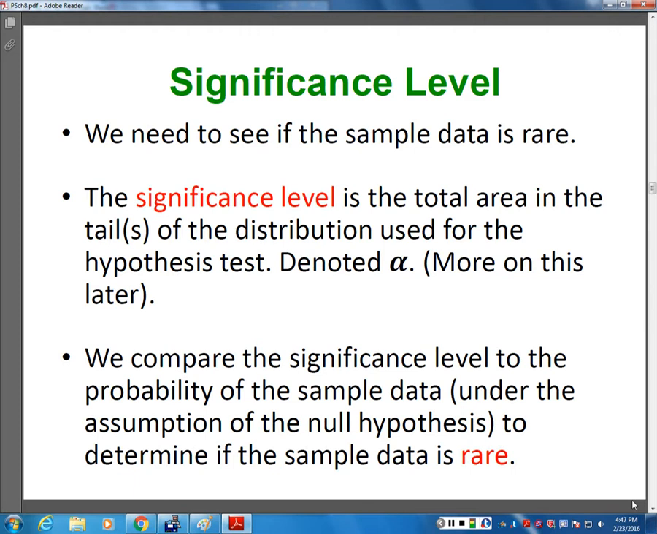We compare the significance level to the probability of the sample data under the assumption of the null to determine if the sample data is rare or not. So the significance level in a way is kind of like a line in the sand. Its comparison to the probability will tell us if the probability is rare enough for the hypothesis test we're performing.